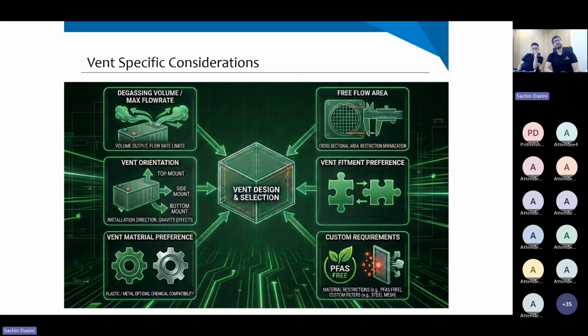Also, we have had discussions where customers would like to have a stainless steel mesh at the bottom of the vent. This is mainly to protect any hot particles from exiting the pack during a thermal runaway. Really, the reason for the fire is the hot particle moving outside the pack and then getting exposed to oxygen and eventually catching on fire. So again, stainless steel meshes or certain such custom requirements can also be addressed by our team.